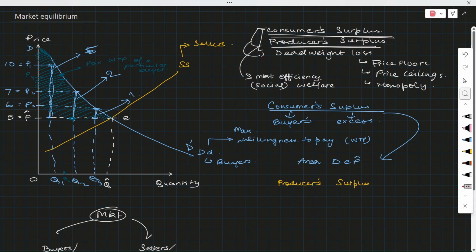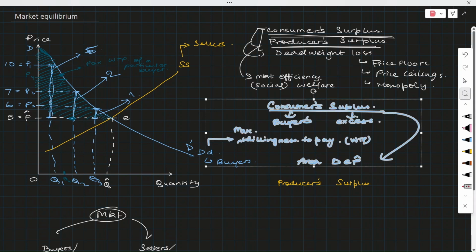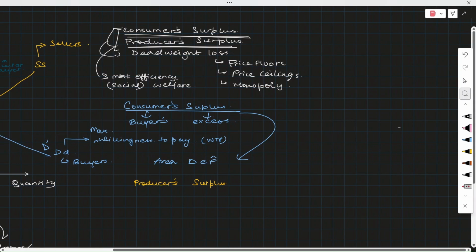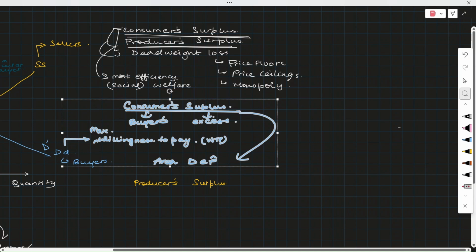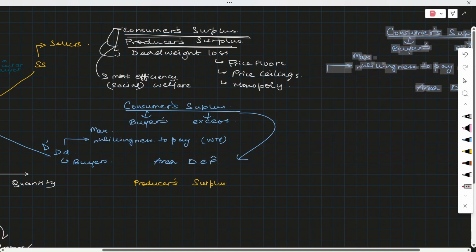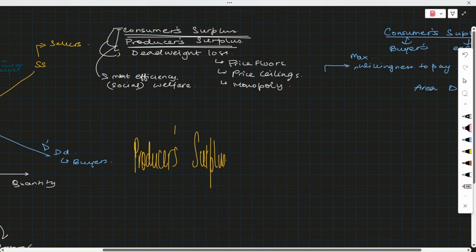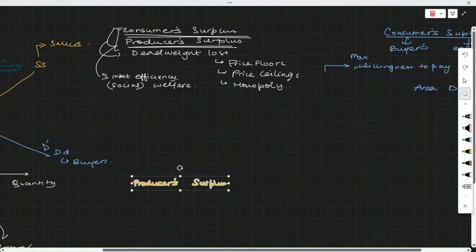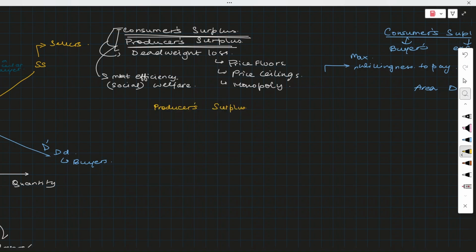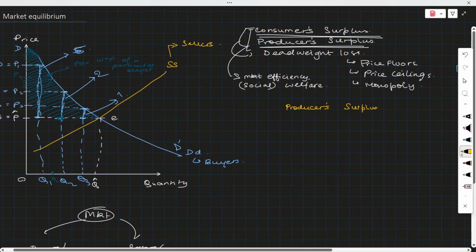Let me just remove all of this for the time being, and then we can compare what we learned between the diagrams, and then we'll be able to understand what we want to find out from here. Okay, so let's talk about producer surplus. What does the word make you think? If you go by the idea that was discussed under consumer surplus, the first thing you would want to do is divide the word to understand what it actually means.